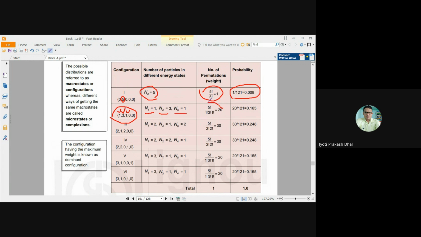The W value equals 5 factorial by 3 factorial into 1 factorial into 1 factorial. That is 5 factorial by 3 factorial, which is equal to 20. So the probability will be 20 by 121. So if you add all the things, 1 plus 21, 20 plus 30 plus 30 plus 20 plus 21, that will become 121. That is the total weight.